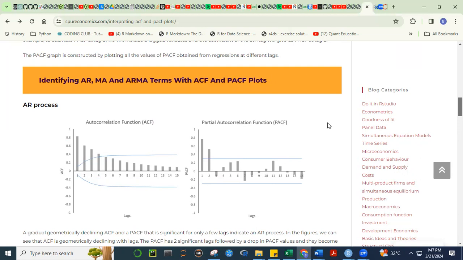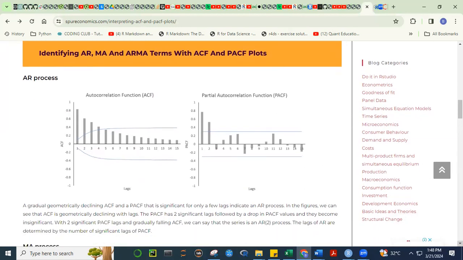Okay? That's how the PACF behaves. If it's an AR process, ang PACF may significant spike at some lags, and then meron tayong slow decay. Ito, gradual geometrically declining ACF. Okay, so yun yung sinabi dito, gradual geometrically declining ACF and a PACF that is significant for only a few lags. That's indicative of an AR process. Okay, so pag ganyan class, mukhang AR process yung time series natin.